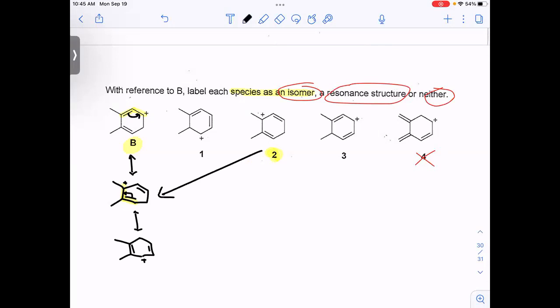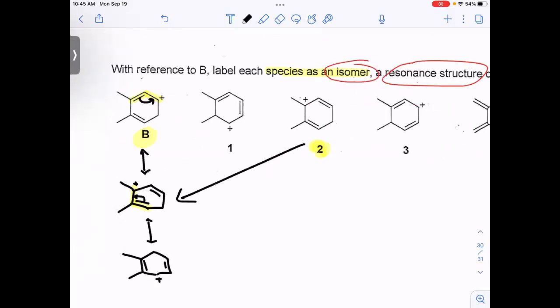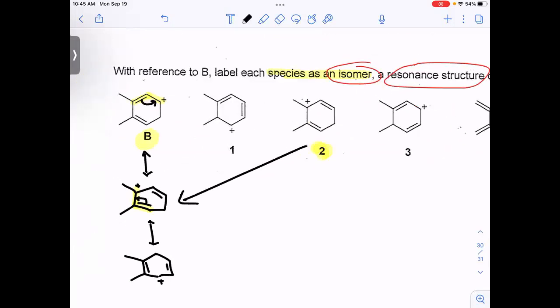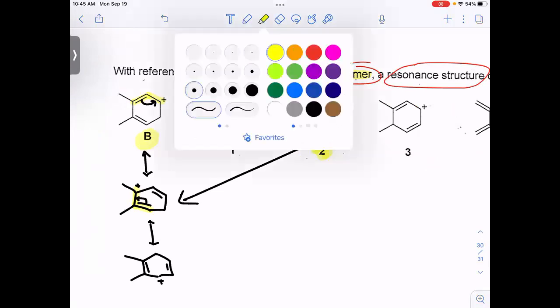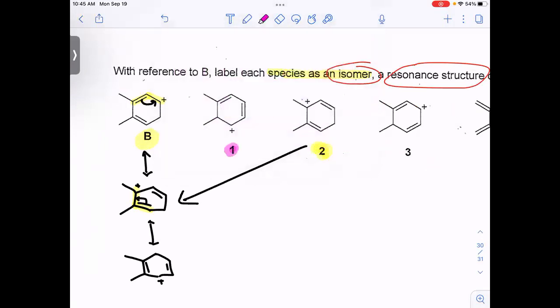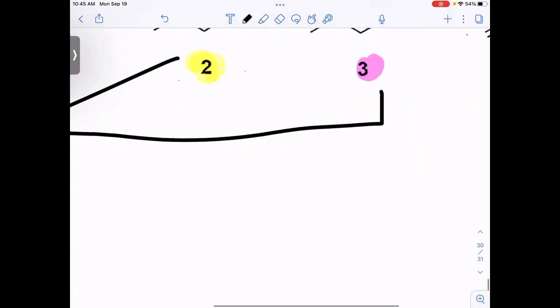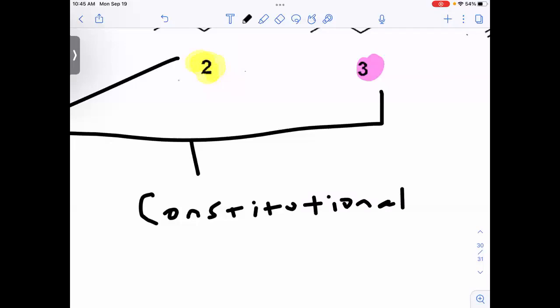But if you look at 1 and 3, they have the exact same structure, don't they? The bonds and the charges are in different places. So 1 and 3 are what we call constitutional isomers. I don't want to get too deep in the weeds on isomerism because that's a long and arduous discussion, it's so meticulous, but we won't get into all of it today. So 1 and 3 are what we call constitutional isomers.